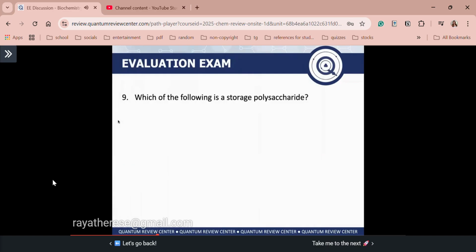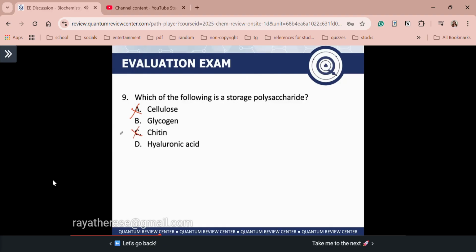Which of the following is a storage polysaccharide? Class, here are our choices. From our discussion, we know cellulose actually is a structural polysaccharide. Chitin, sir, is also a structural polysaccharide. Yes, class, and they are commonly seen in your arthropods, in the hard shells of our arthropods. So clearly C is also not the correct answer.